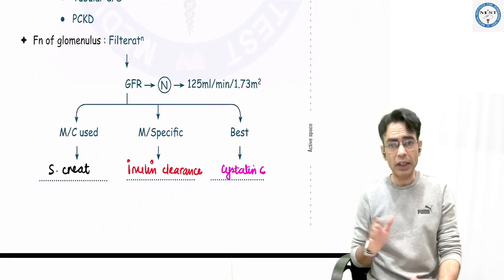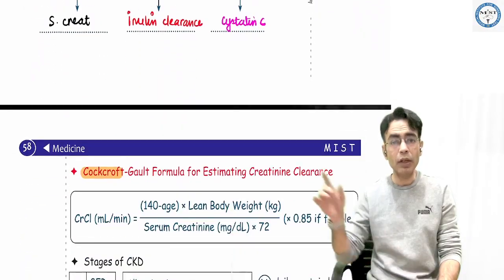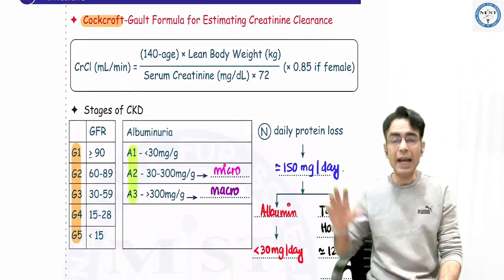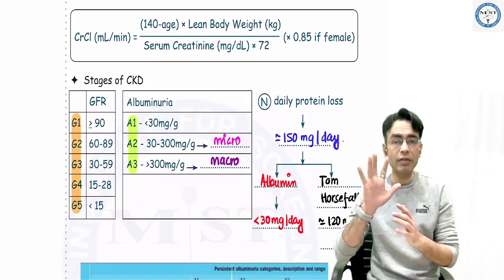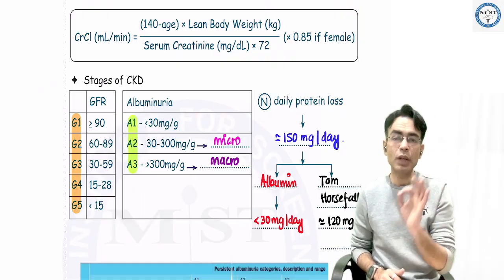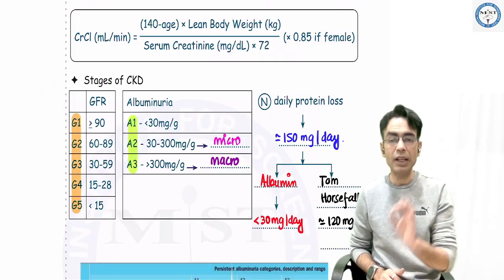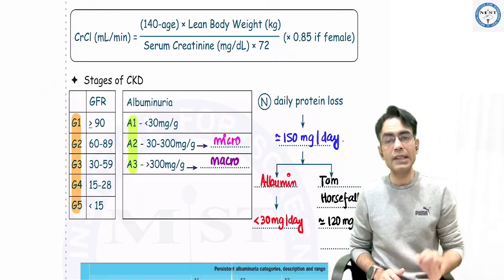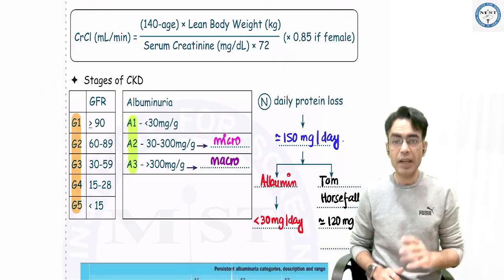More specific in inulin clearance, but the best is cystatin C. The formula we are using is the Cockcroft-Gault formula, and the stages of CKD are five, depending basically on the GFR. More than 90, 60 to 89, 30 to 59, 15 to 29, and less than 15 is G5.